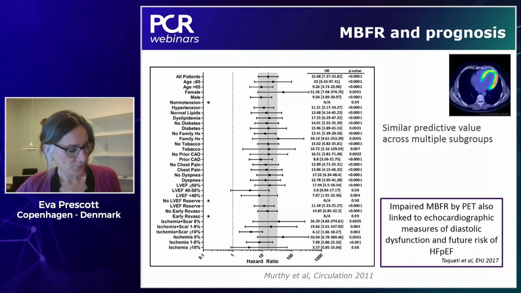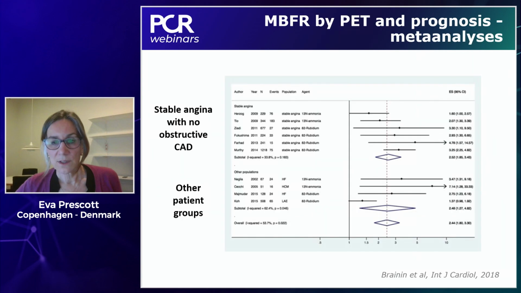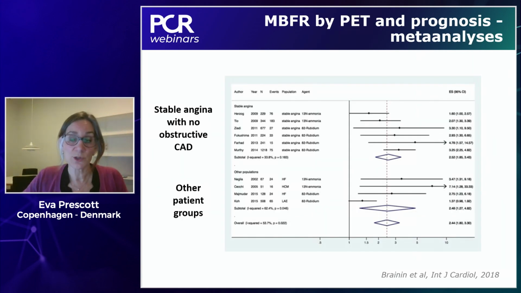And so finally, we also did a meta-analysis looking at how we can summarize the prognostic value of PET impaired flow reserve, and we found something similar: both in stable angina patients without obstructive coronary artery disease, and also in various other patient groups, there was a consistent finding that impaired microvascular function adds as a risk marker to whatever condition you have.